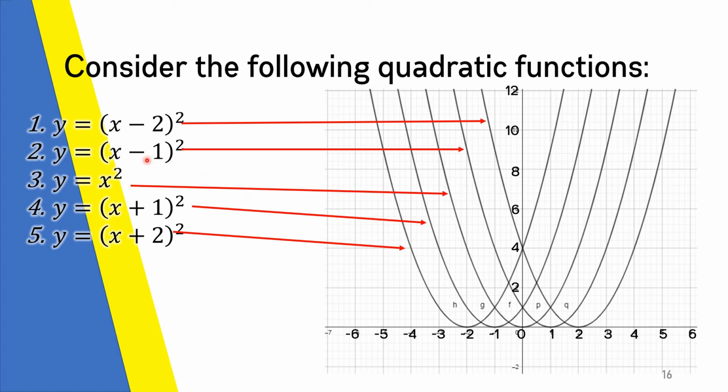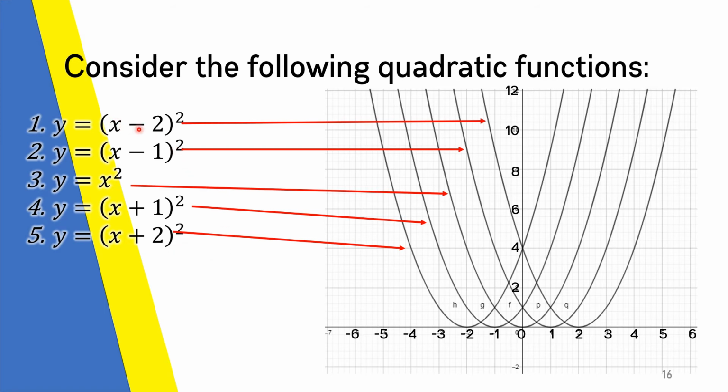The next function is quite different from the previous set. The function right here is already included in the parentheses, and it is already squared. It's not just x squared, but then it is x minus 2 squared, x minus 1 squared, and here's the simple x squared. Then we have here x plus 1 squared, and then x plus 2 squared. Okay, so let's look here.